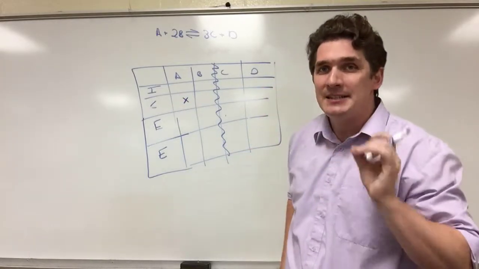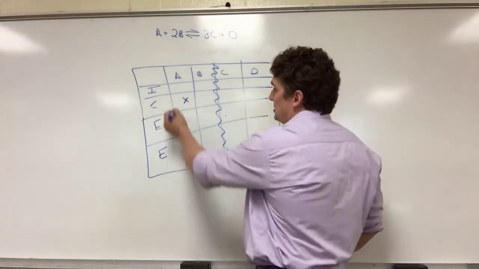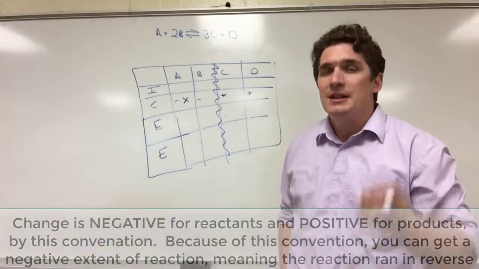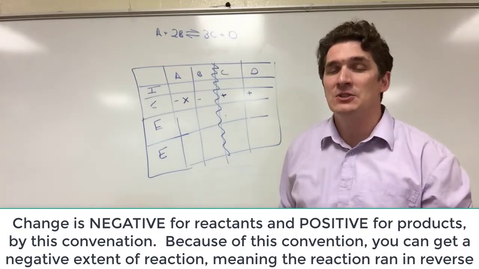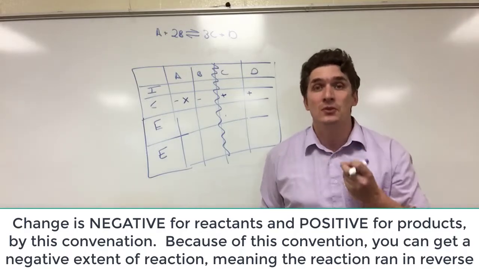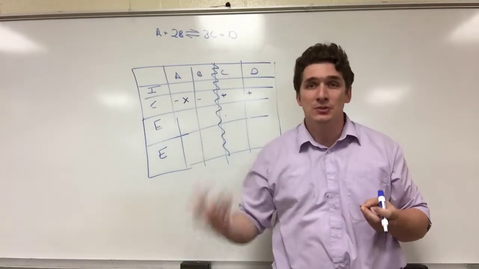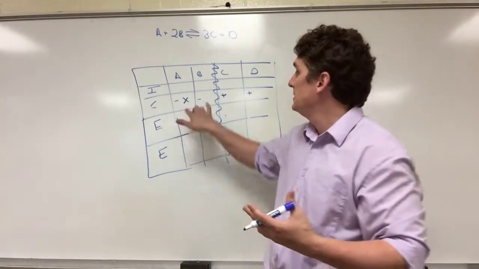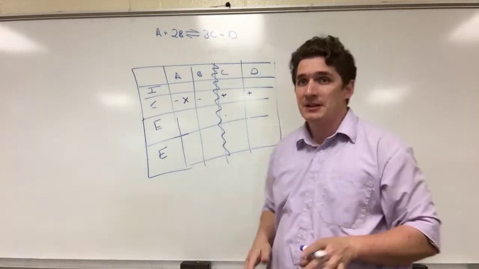Now, for these ICE tables, there are 2 conventions, and this is my convention: the change is always negative for reactants and positive for products. The upside to this convention is that this will always be true. The downside is that sometimes you will get negative extents of reaction. This just means the reaction went in reverse. We had too many products and we went towards reactants. As long as you stick to this algebra, you'll be fine. Some structures require you to figure out which direction it goes. If it goes forward, negative, positive. If it goes backwards, positive, negative. Honestly, it doesn't matter. This is just my convention.